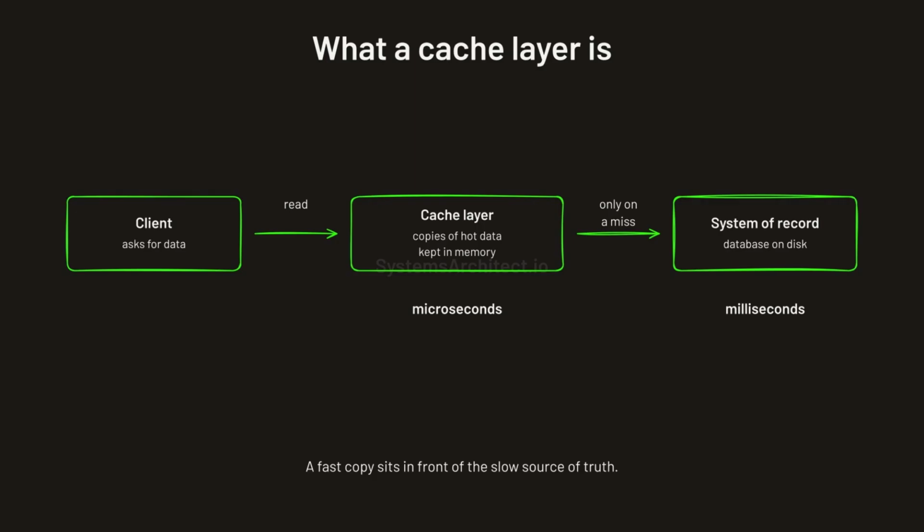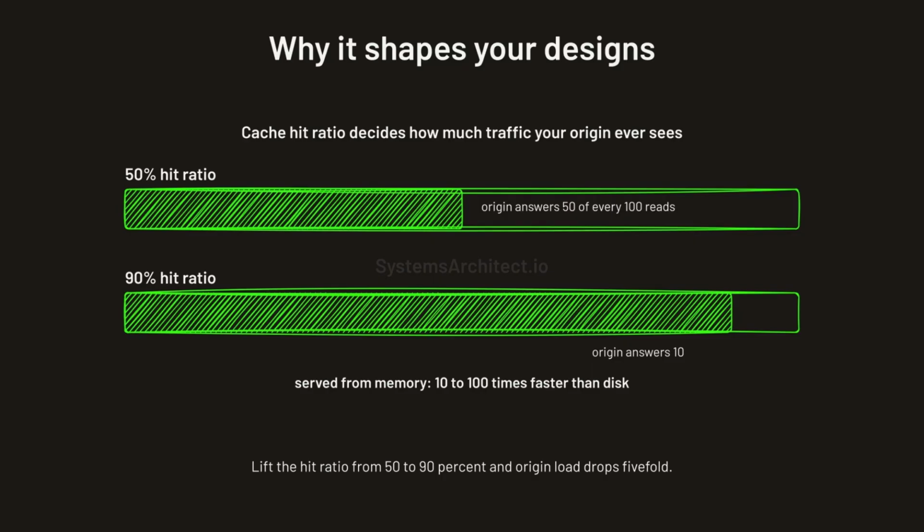Caching belongs to the cloud performance domain. A cache layer is a fast store holding copies of frequently accessed data. It sits between a client and the slower system of record. When the data is there, you skip the database call entirely. The whole idea is paying for memory to avoid latency. Every cache trades freshness for speed, and that trade shapes your architecture.